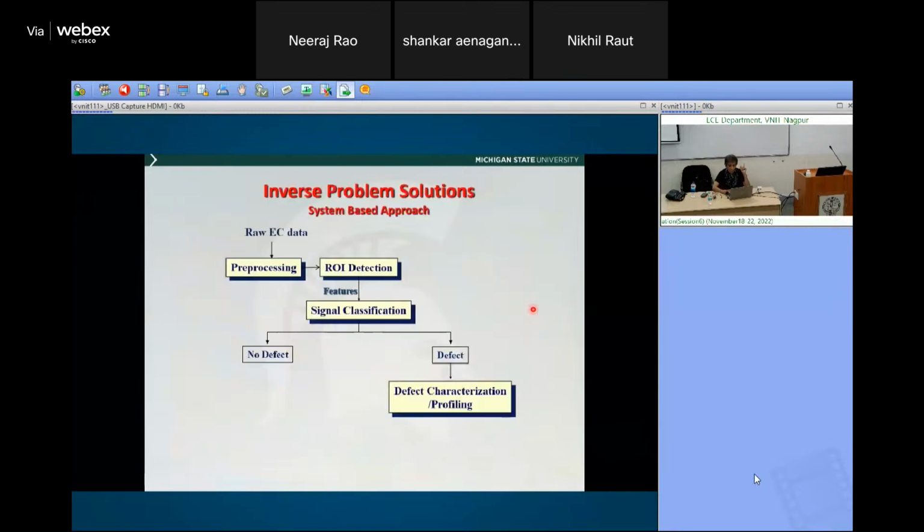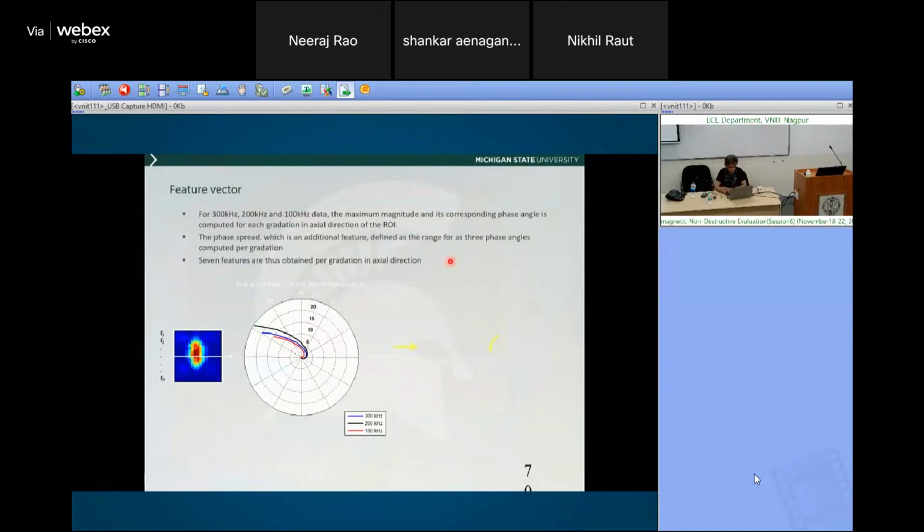The other thing we did in the case of eddy current, we did a lot of work on what we call system based approaches, which is basically neural network based, to get the defect profile. And this we showed for nuclear power plant defects in the tube wall. I'm not going to go through that neural network.